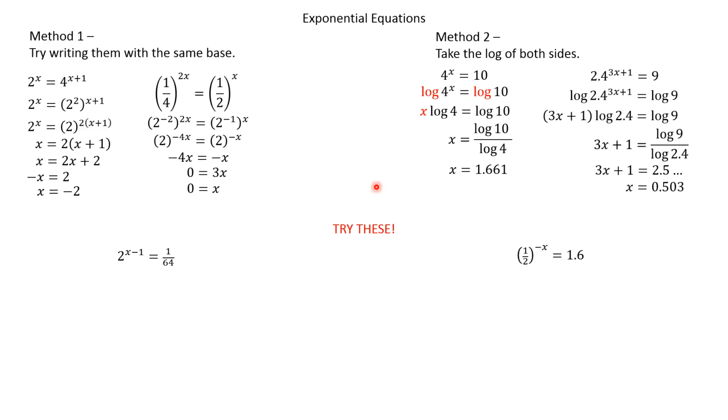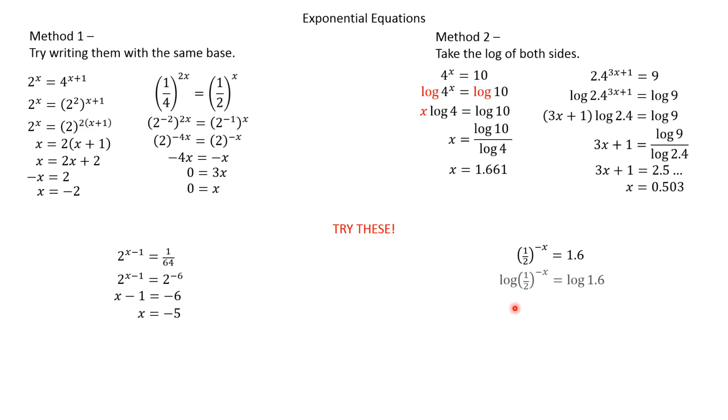How'd you do? So for the first one, 1 over 64, that's going to be 2 to the negative 6. And so that means x minus 1 equals negative 6. Add 1, x equals negative 5. It's a lot easier than you'd think it would be just by looking at this. Like, ooh, 4 steps.